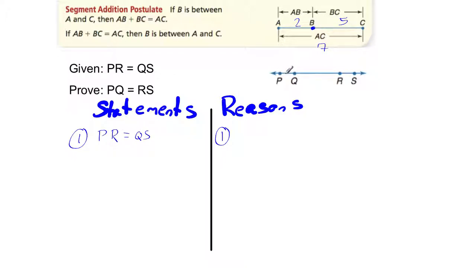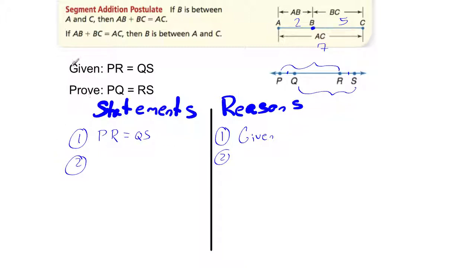And so this segment PR is equal to this segment QS. We want to prove that PQ is equal to RS. And this is a little bit tricky. So it's going to take some pieces, but we're going to go through it together. So PR is equal to QS, and that's given. So where do we go from there?